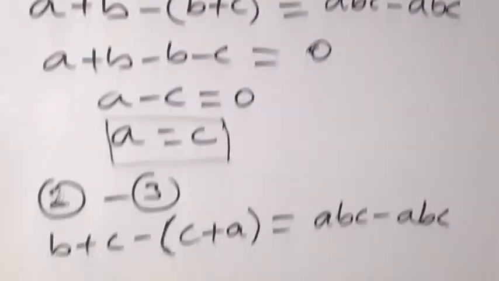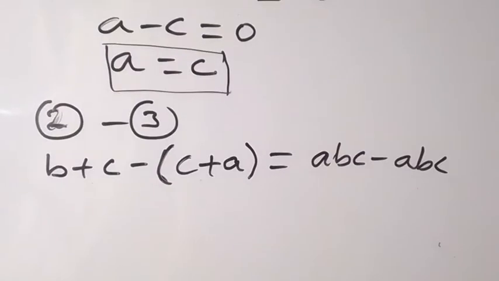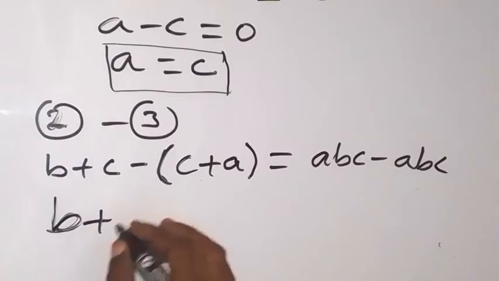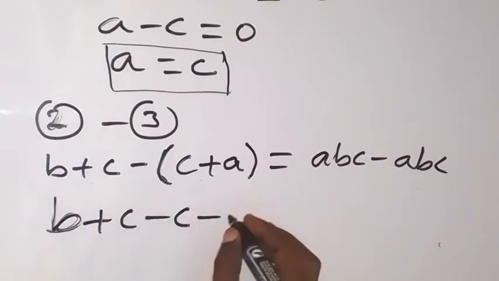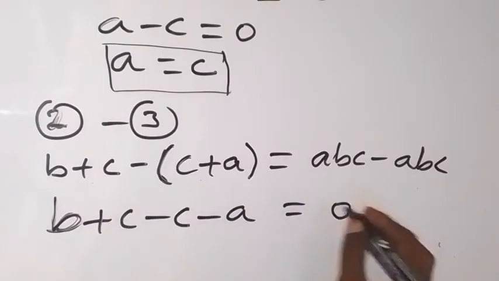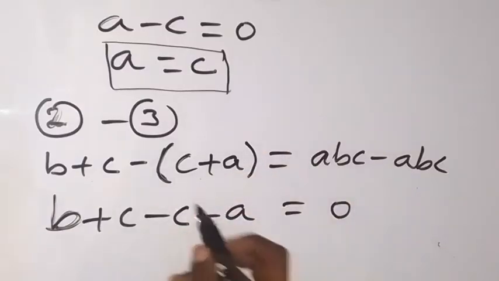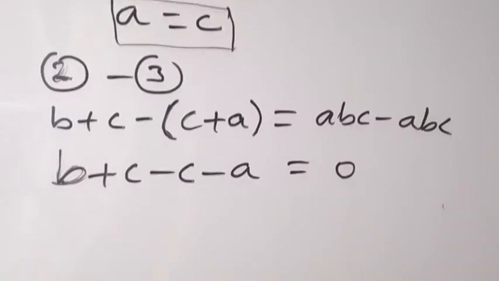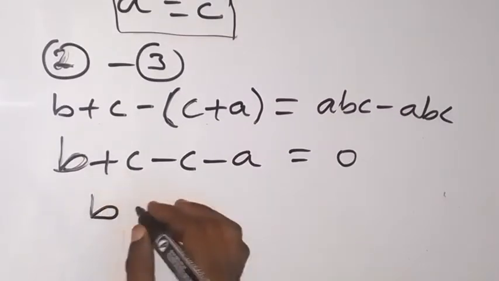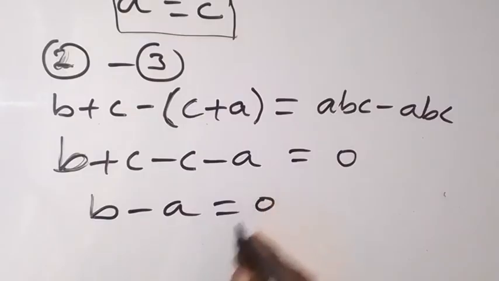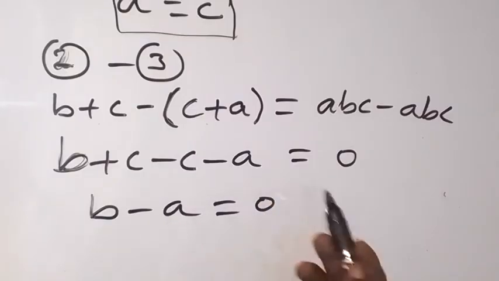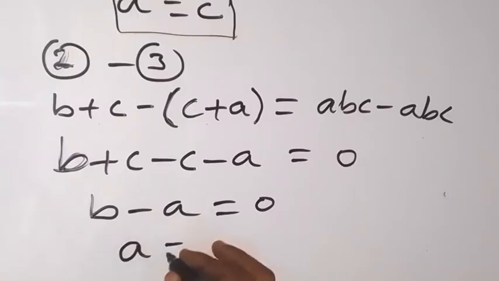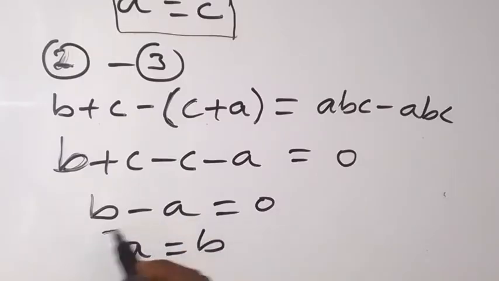So therefore, when we open this bracket with the minus, we have B plus C minus C minus A equals 0 on this side. Then plus C minus C becomes 0. So we have B minus A equals 0. Also, when we take minus A here, that will be A. So we can say that A is equal to B as well.